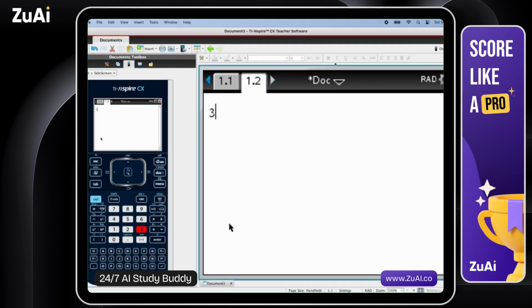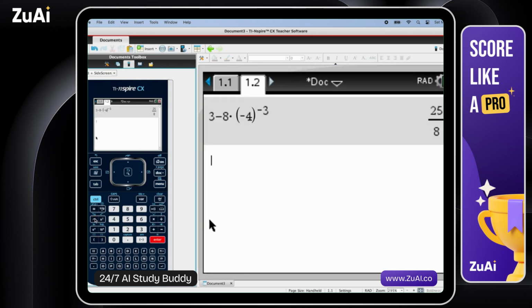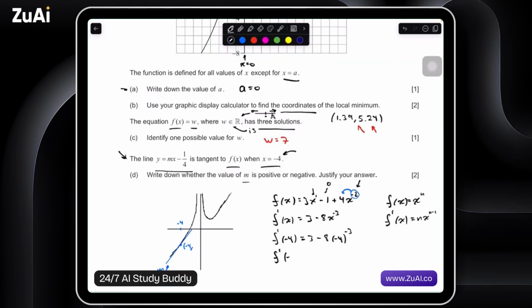So we have 3 minus 8, and then we have -4, and we raise it to the power of -3. We find out that it's positive. So going back to the document for a sec, we know that f prime of -4 is equal to 25 over 8, and that means this is our slope. This 25 over 8 is our slope when x is equal to -4. So right here we know that m is equal to 25 over 8 at this point. And so it is positive.